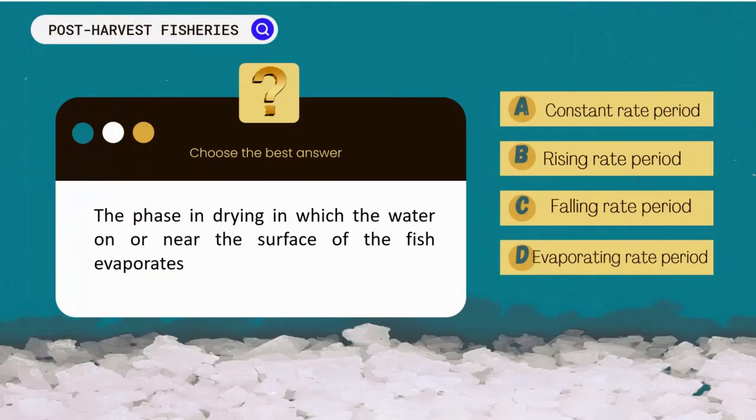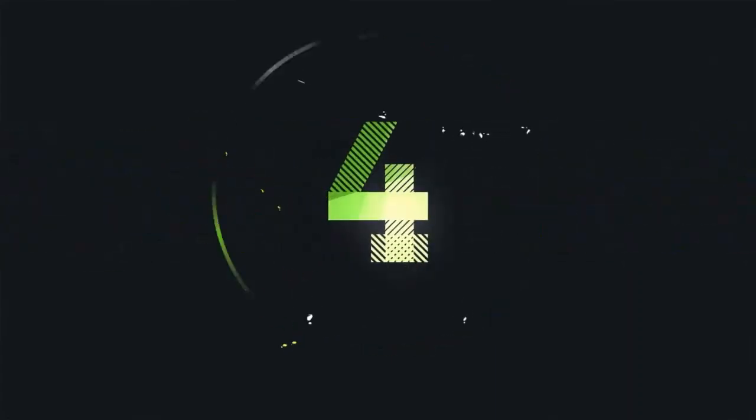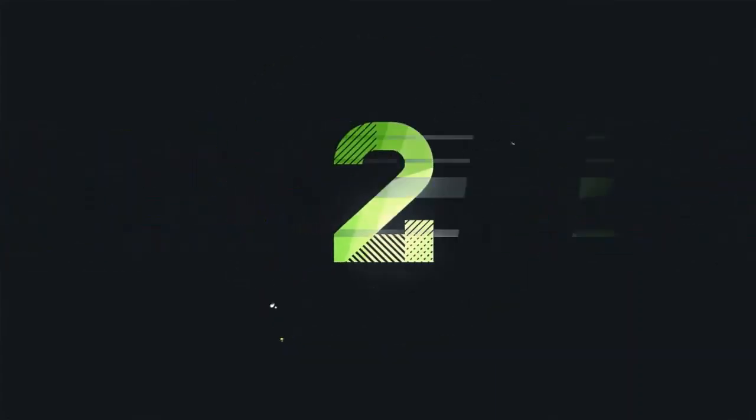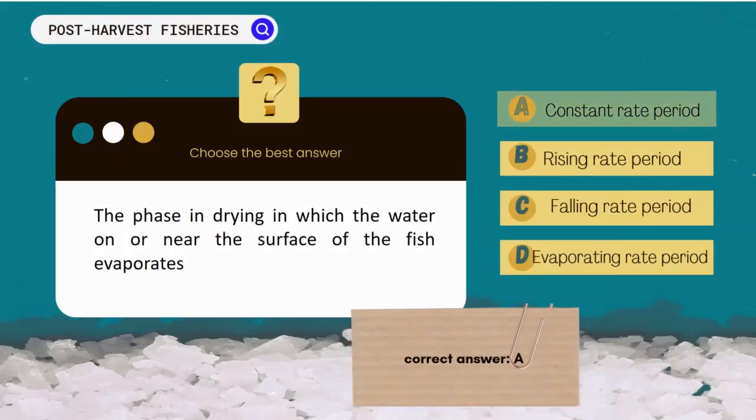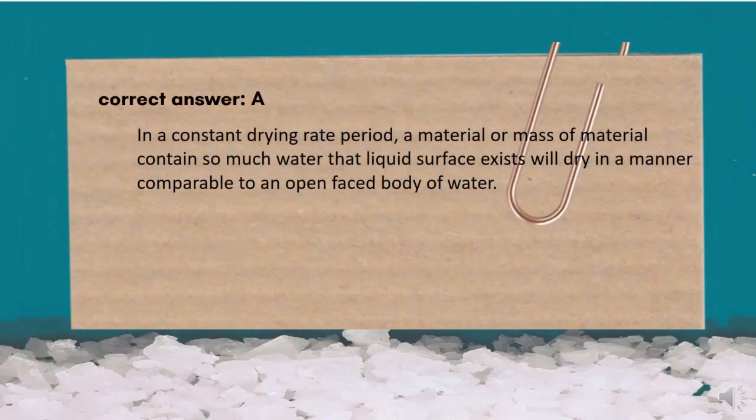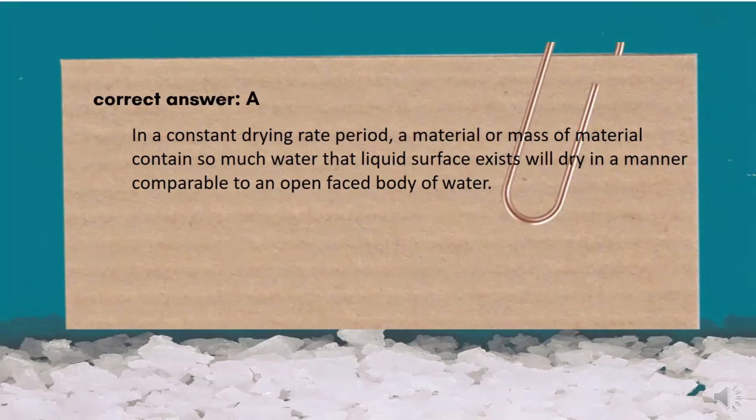The phase in drying in which the water on or near the surface of the fish evaporates. A. Constant rate period. B. Rising rate period. C. Falling rate period. D. Evaporating rate period. The correct answer is A. In a constant drying rate period, the material contains so much water that the liquid surface that exists will dry in a manner comparable to an open-faced body of water.